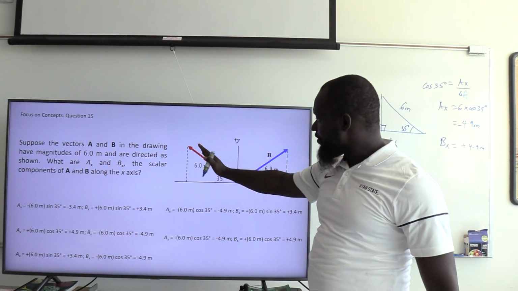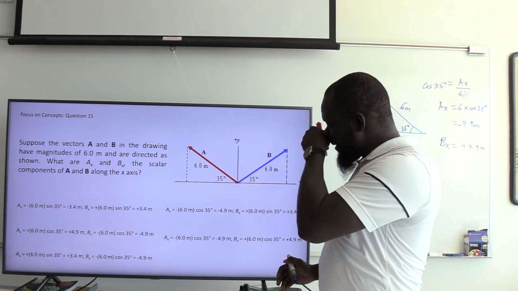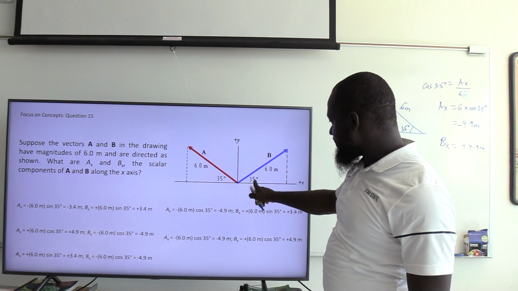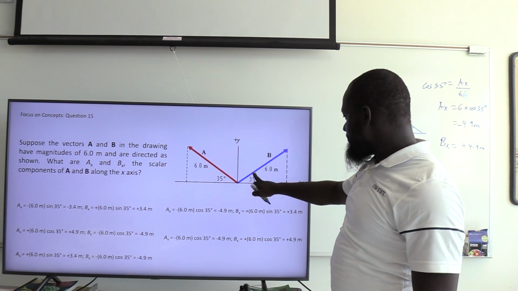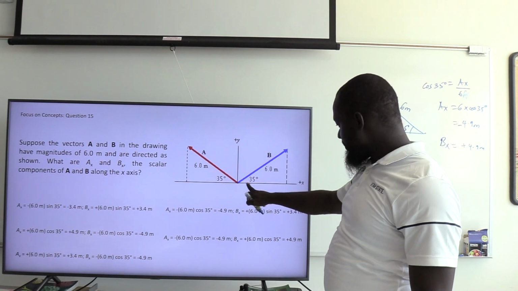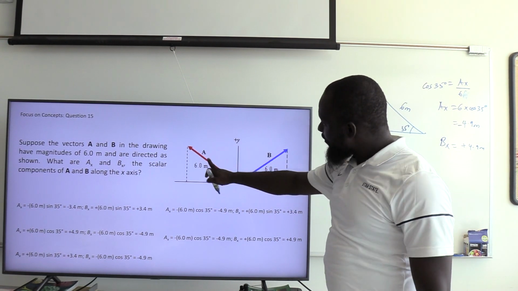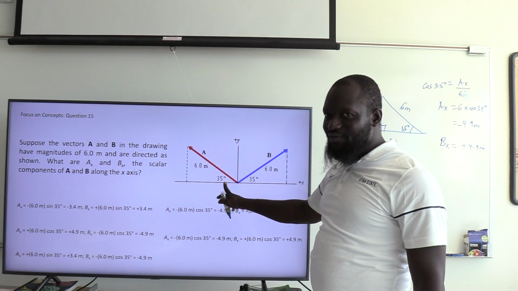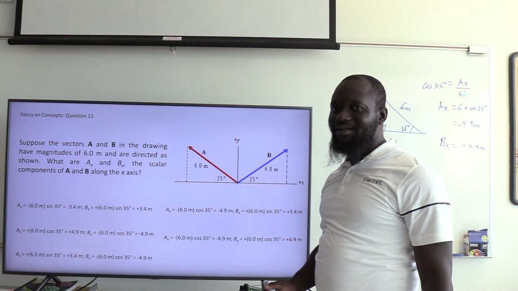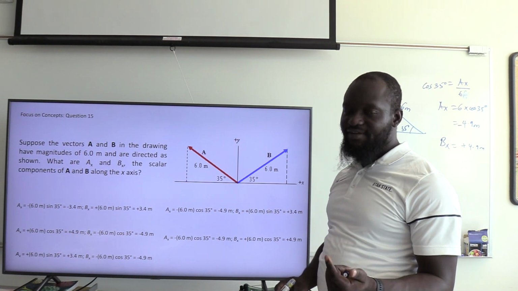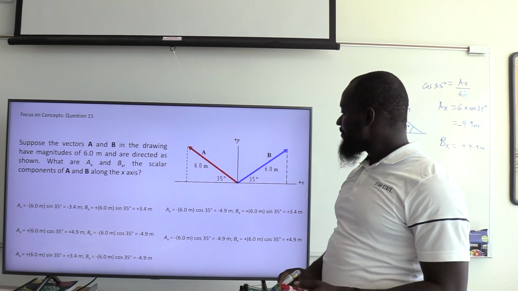If you are confused about which side is minus and which side is plus, just take all your angles to the positive x-axis. So for Bx, it will be B times cosine 35, the angle to the positive x-axis. For Ax, it will be cosine of 180 minus 35. That'll give you 145. Is that okay? So 145.